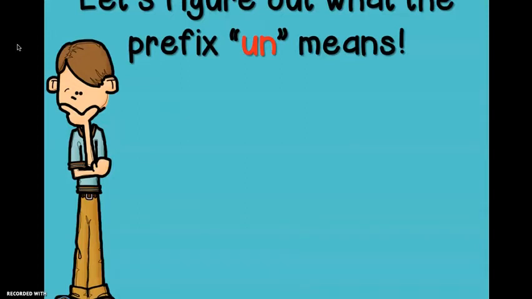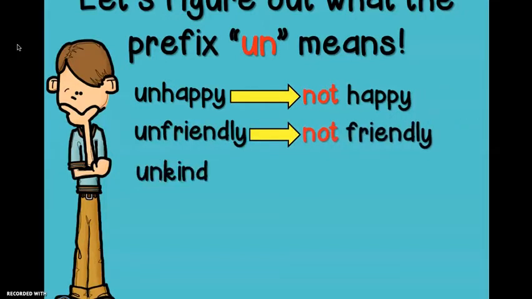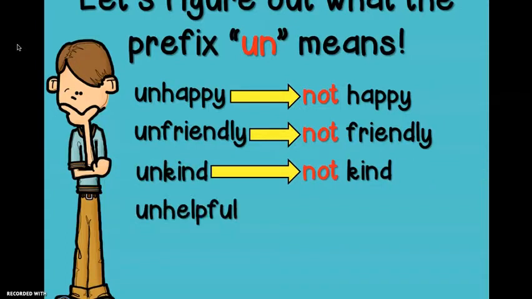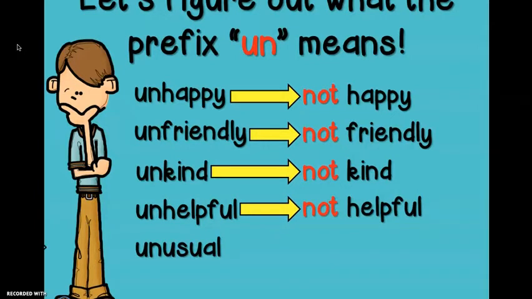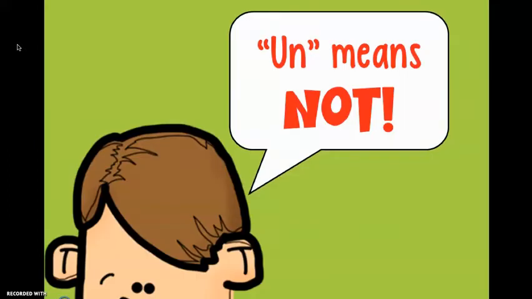Let's figure out what the prefix un means. Unhappy means not happy. Unfriendly means not friendly. Unkind means not kind. Unhelpful means not helpful. Unusual means not usual. And unfair means not fair. What do you notice that's the same in all of these words with the prefix un? That's right. Un means not.